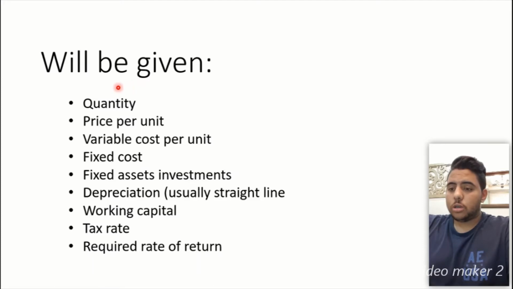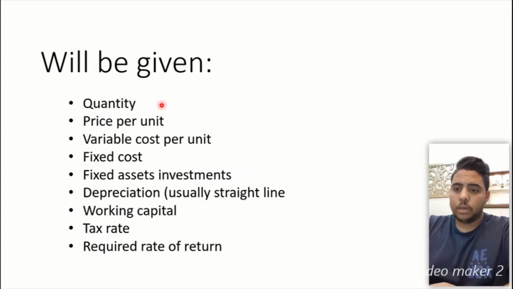In capital budgeting, in this part, we will have certain givens by the question itself. The givens will be the quantity, the price per unit, the variable cost per unit, the fixed cost, the fixed assets investments. The depreciation, usually a straight line depreciation, will be used. Working capital, tax rate, required rate of return, and then we have to use these to get the cash flow.